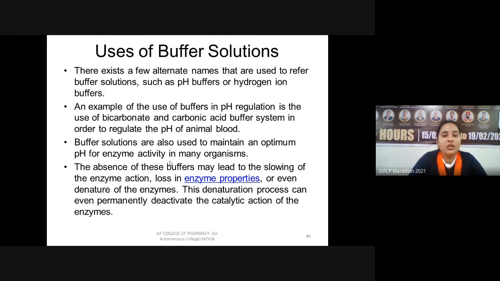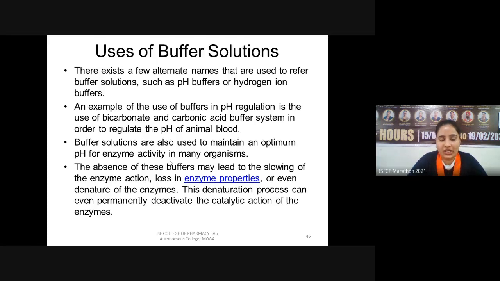So in order to maintain the pH of the animal blood, we use bicarbonate and carbonic acid. Carbonic acid is a very weak acid, so it can be used to prepare acidic buffers. Carbonic acid, along with its salt with a strong base, can be used to prepare an acidic buffer. Buffer solutions are also used to maintain an optimum pH for the enzyme activity in many organisms.